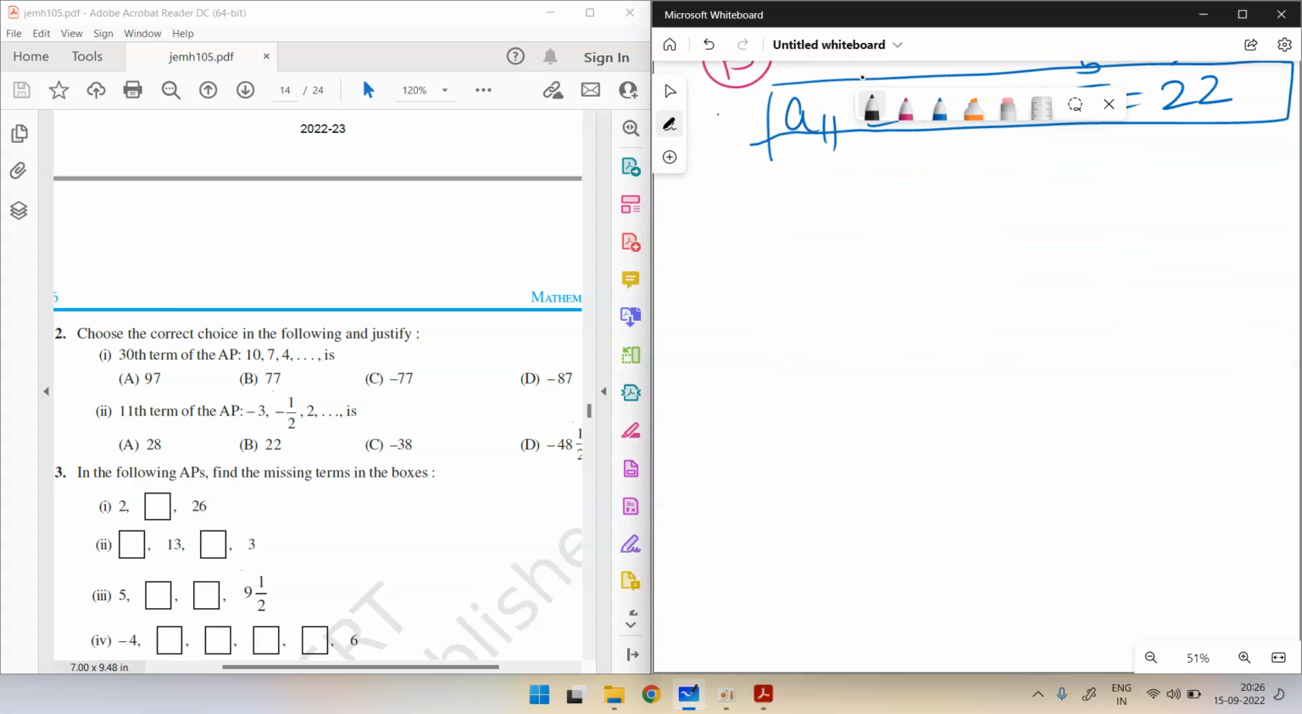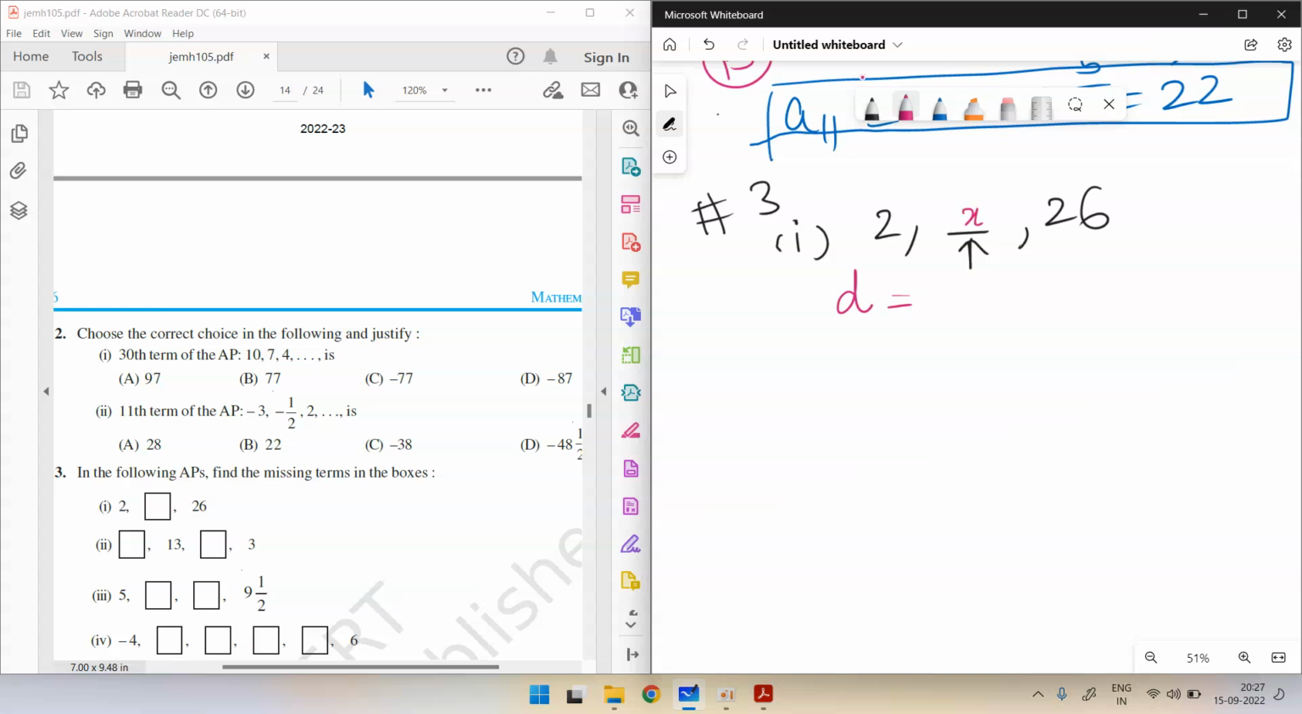This can be asked as a one mark question, so you need to be smart enough to solve it in very short time. The series is given to be 2, dash, 26, and you need to find the dash. This is an AP. I have already told you that for numbers to be in an AP, the common difference must be the same. If I say the missing number is x, the common difference will be x minus 2, and also 26 minus x, and this should be the same.